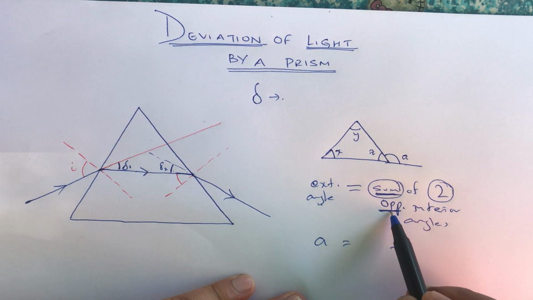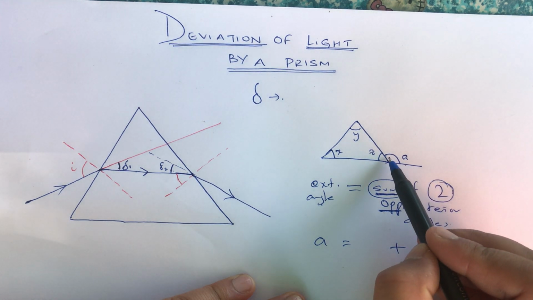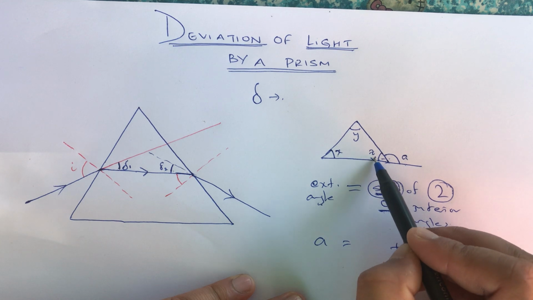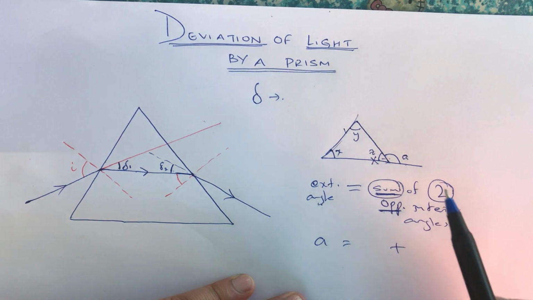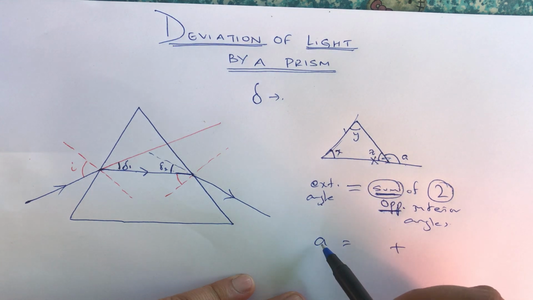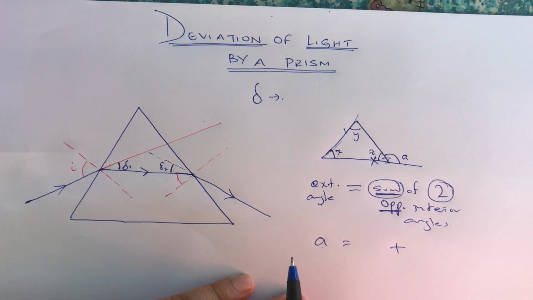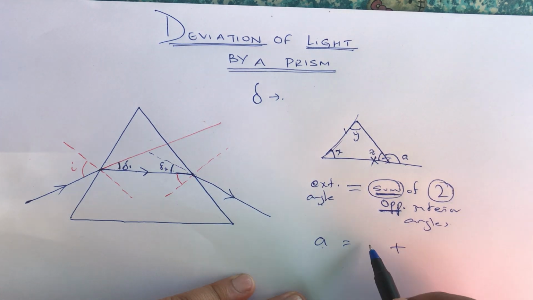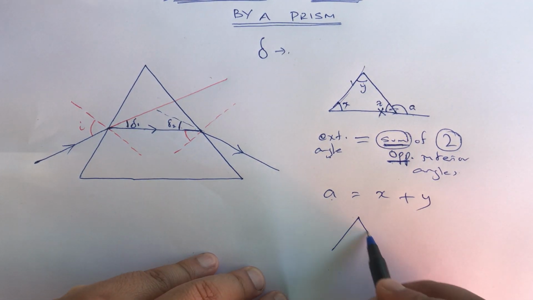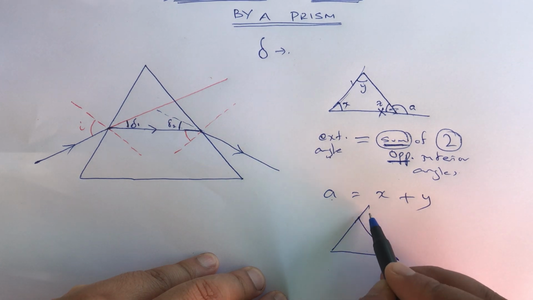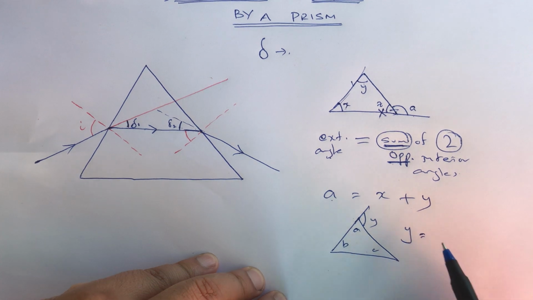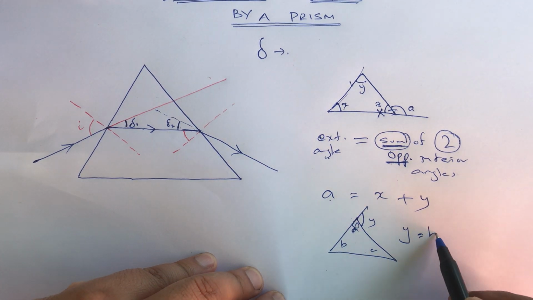Now what is the meaning of two opposite interior angles? The interior angle that is attached along with the exterior angle, you will not take that. The remaining two are called the opposite interior angles. So the one that is attached with the exterior angle a is not considered as the opposite. The other two are considered as the opposite, and it's x plus y. That's the relation. Similarly, if we have a triangle like this, and this is y, and these are a, b, c, obviously I'll not take a, so y will be equal to b plus c.